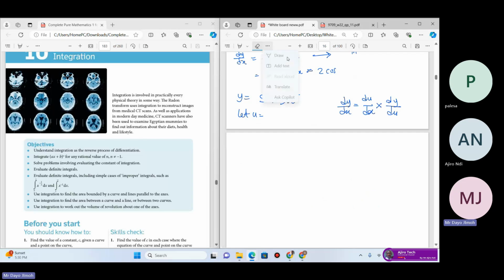So I can now let u be equal to, what now? Can you try? Let u equal to what? To 3x. 3x what? Squared. 3x squared.